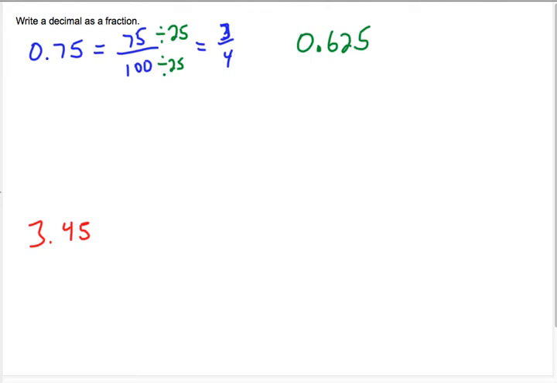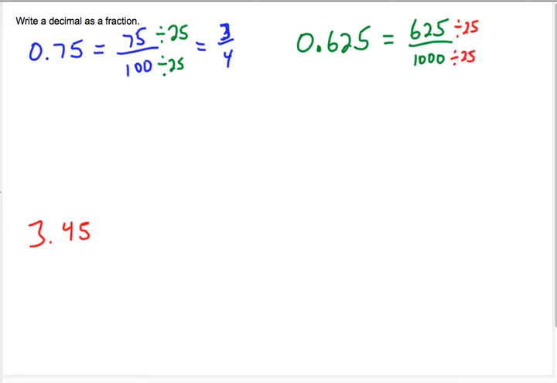Alright, let's try the green one here. 0.625. Again, this 5 is in the thousandths place. So we just say 625 over 1,000. And once again, we're going to have to do some division here. Let's see, we can divide by 5. We can divide by 25 again. That'll be nice.